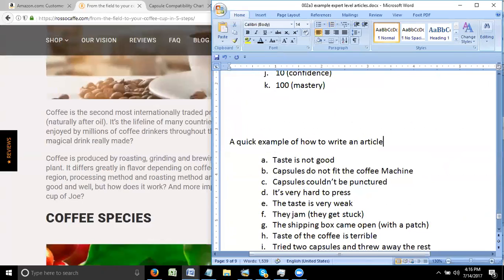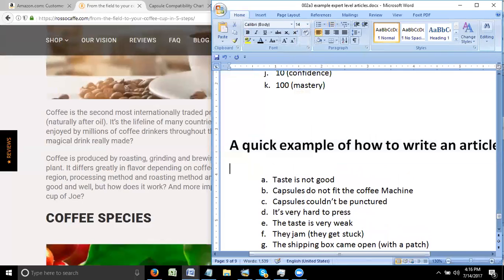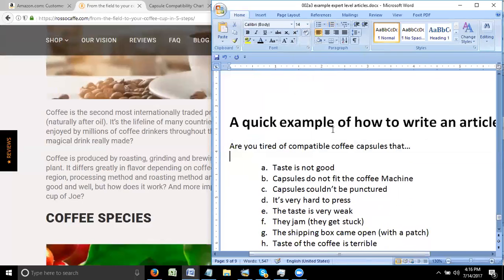I'm gonna go create another video that will be more in depth. But for now, I just wanted to show you the difference. Okay. Are you tired of compatible coffee capsules that... And this is not going to be the final format of it. It's just for easier reading.